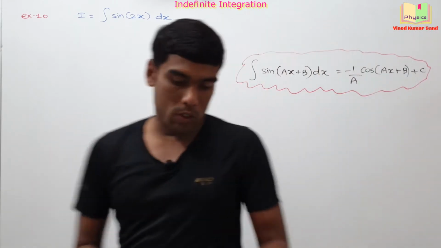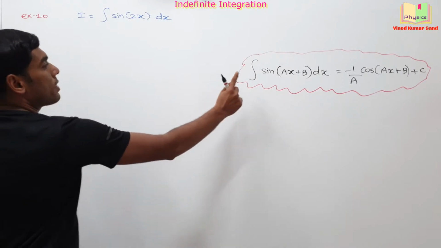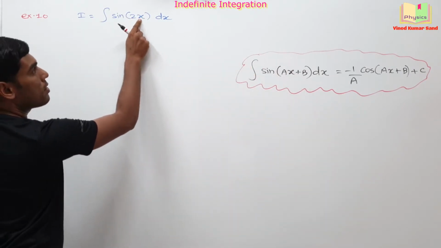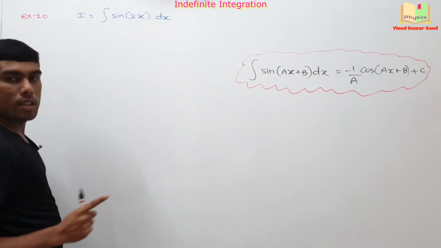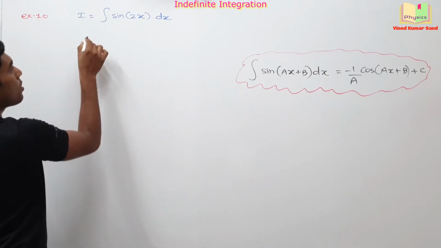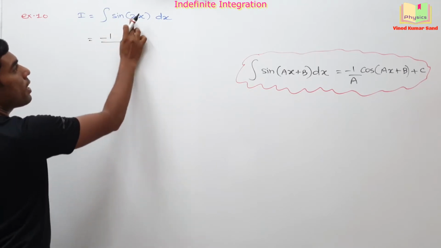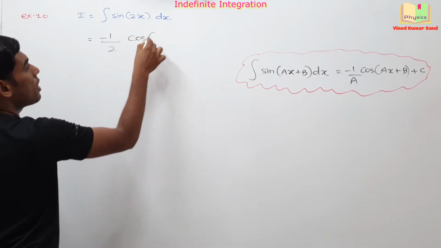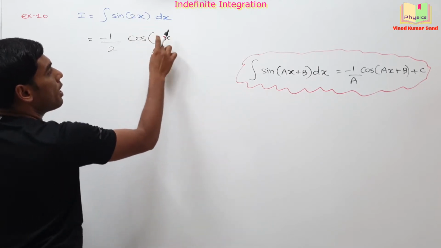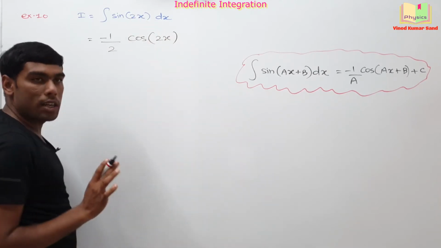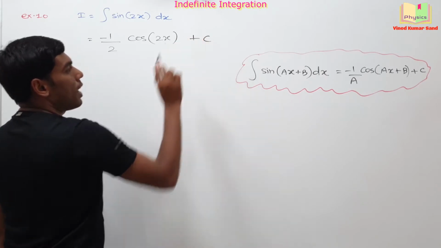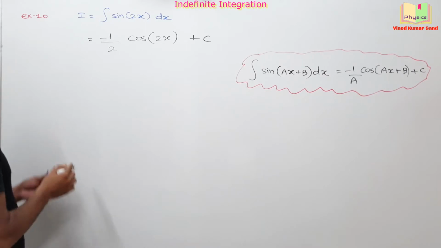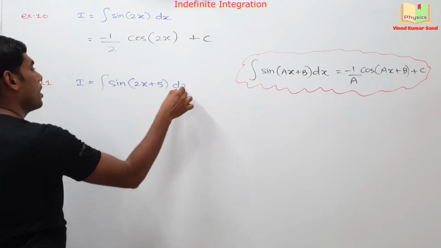If you remember this formula, then the computation will be pretty easy for us. I'm doing the calculations. Let us compare it with the format ax plus b. So this is a, this is x, and the b here is 0. So what should be your answer? Minus 1 by a. A is 2. Cos of ax plus b. Ax, b is 0. No need of writing that. Plus some arbitrary constant c. Okay. Taking up example number 11.